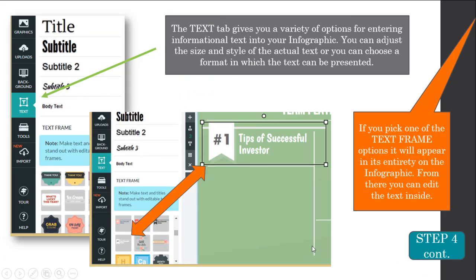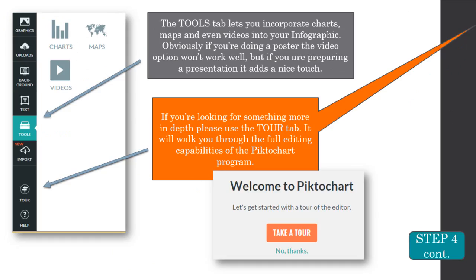The next one is your text. The text tab gives you a variety of options. You can either go for your basic text, title, subtitle kind of thing, or you can look and pick one of their text frames. These are ones that are already set up and designed for you to enter in, and you click on it, and in its entirety, it shows up. The example here is the number 1 tips for successful investor. You can change that number 1 to whatever you want. You can also change the tips for successful investor, and it will all move together as you're going through and picking that text frame.